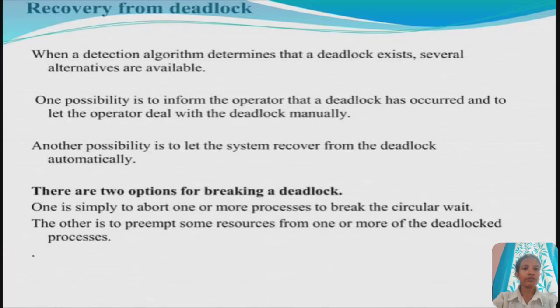Recovery from deadlock. When a detection algorithm determines that a deadlock exists, several alternatives are available. One possibility is to inform the operator that a deadlock has occurred and to let the operator deal with the deadlock manually. Another possibility is to let the system recover from deadlock automatically. There are two options for breaking a deadlock. One is simply to abort one or more processes to break the circular wait. The other is to preempt some resources from one or more of the deadlocked processes.